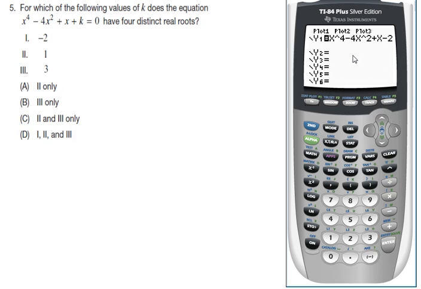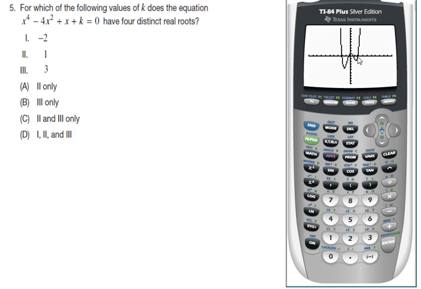This time I'm going to put in plus 1 and graph that. And I can see that that one does give me 4 real roots. 1, 2, 3, 4. A root is a 0. That means where the function would equal 0, where y is equal to 0. That's what a real root is.